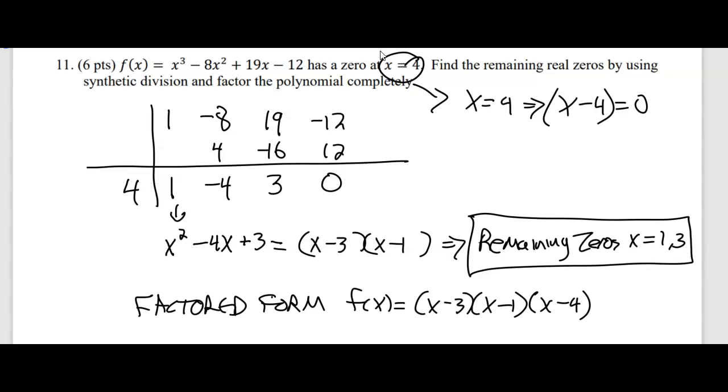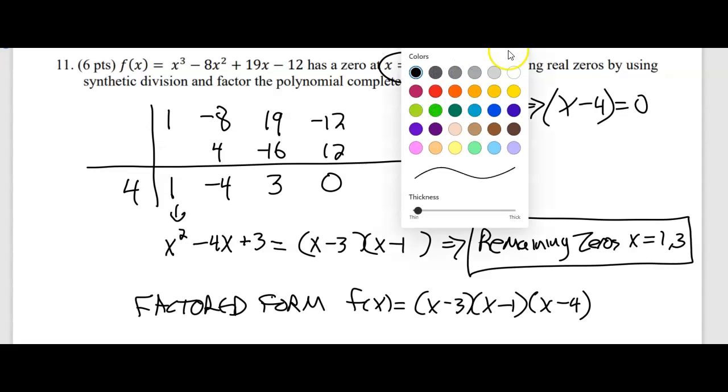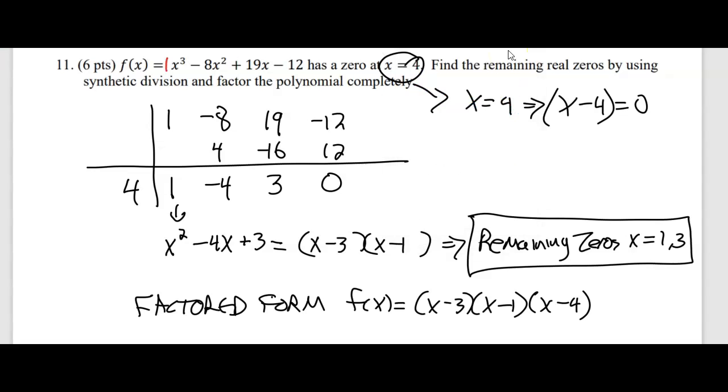And because the original coefficient of x cubed is 1, we want to make sure we have the same coefficient for this one. You don't see it, but I wanted to mention that it is a coefficient of 1. All right, that is the second part of our answer.